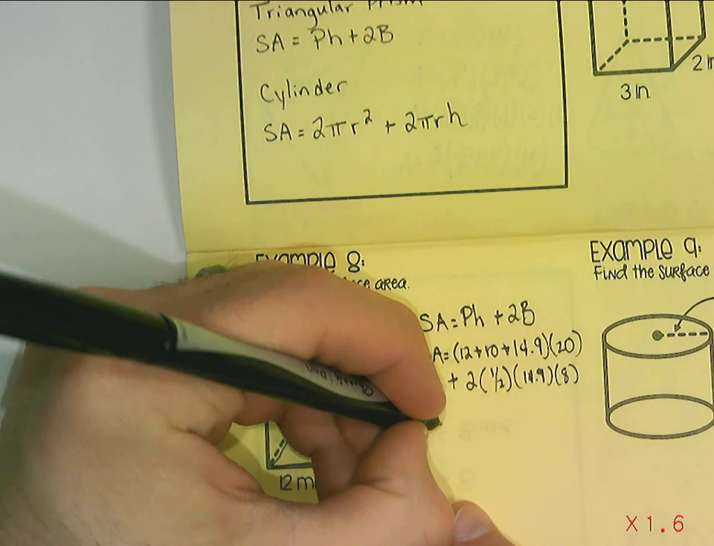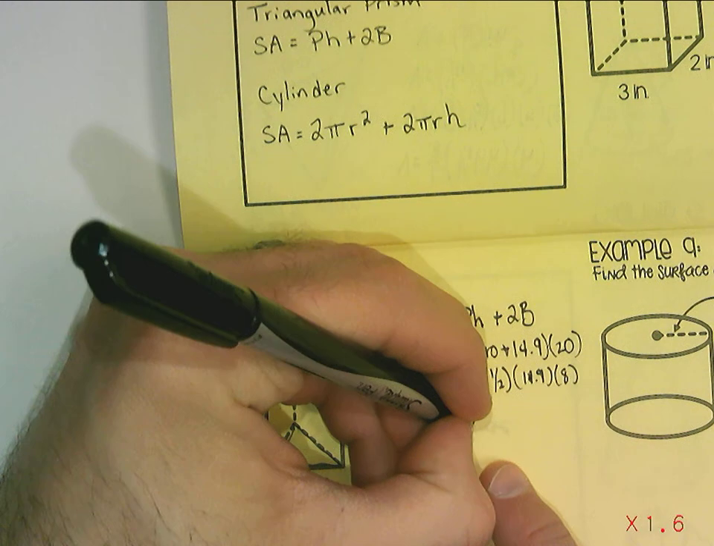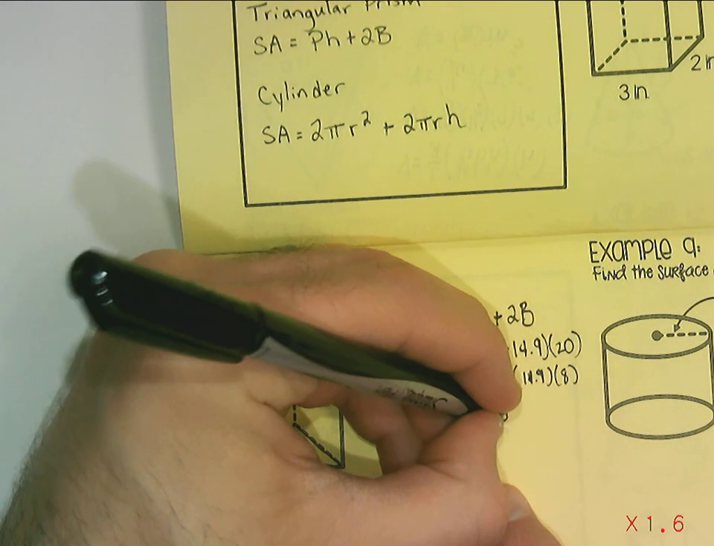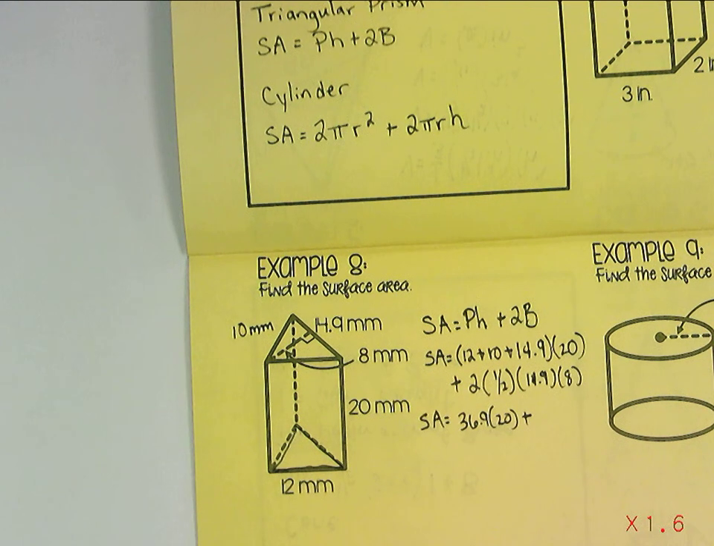Let's clean it up a bit here. Surface area equals, so 12 plus 10 plus 14.9, that's 36.9 times 20, plus, let's do 2 times 8 times 14.9. Let's divide that by 2.